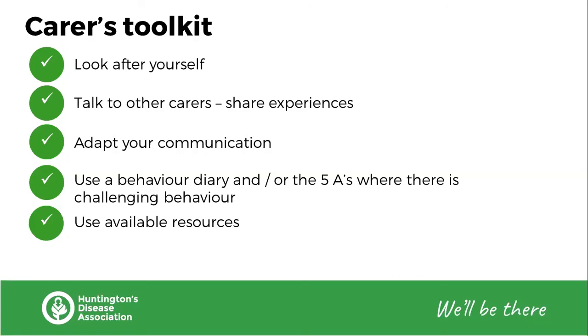So adapting your communication, perhaps one of the most important things that you can do to support the person you're caring for. So if you haven't read that communication guide before, maybe download that and see if there's any tips you can pick up. And likewise, if you're having particular challenges with agitation, think about doing a behaviour diary, and maybe think if those 5 A's can fit in somewhere, and maybe think about reading through the behaviour guide, Jimmy Pollard's guide, and as it says on that last tick point, just look at what resources are out there, or ask us if you're not sure.